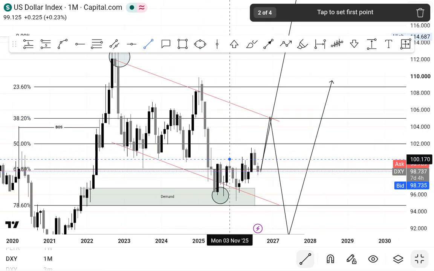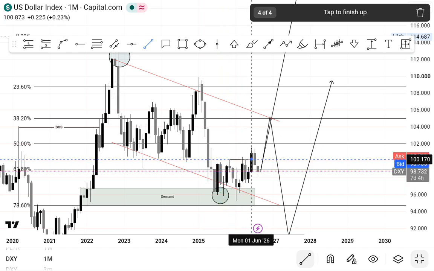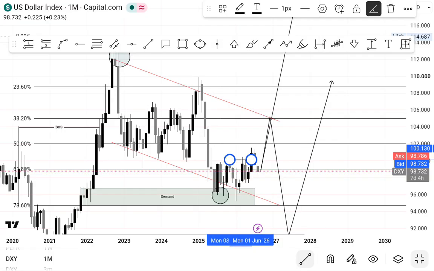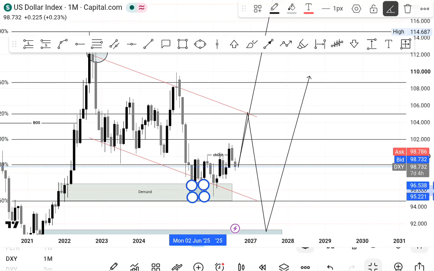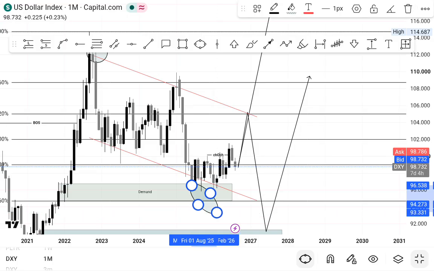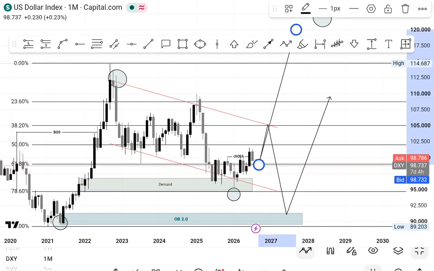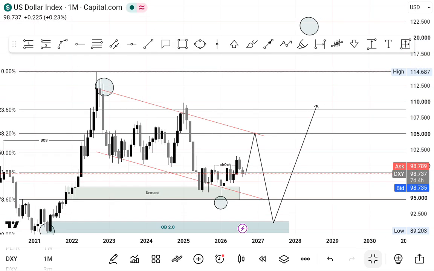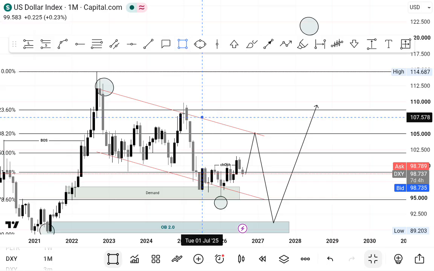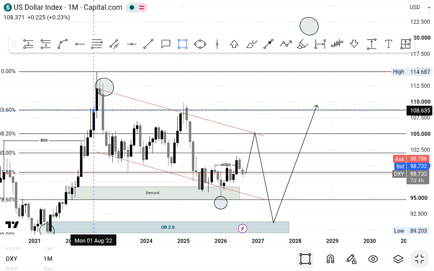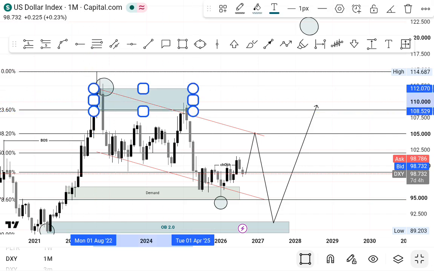From 78.6, we shifted structure inside, which was here, which is our internal change of character. So this internal change of character was simply confirming that we have this as a leg. But remember, where they are, they can push above or they can react from this current supply, because if you look at this internal correction, they are respecting supplies.